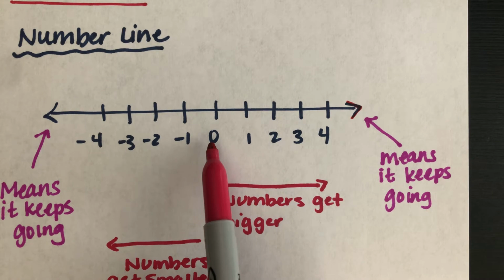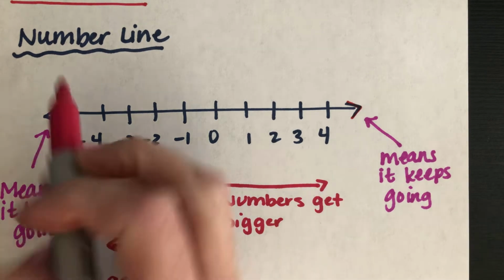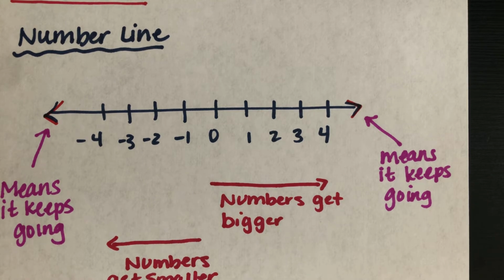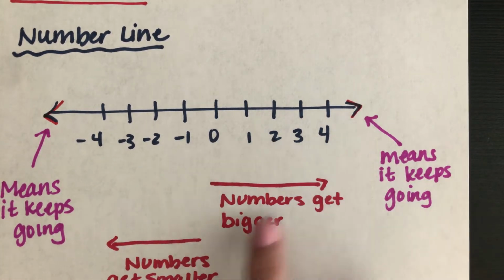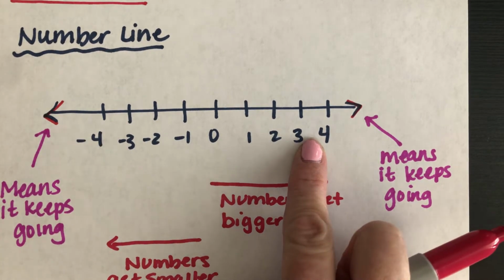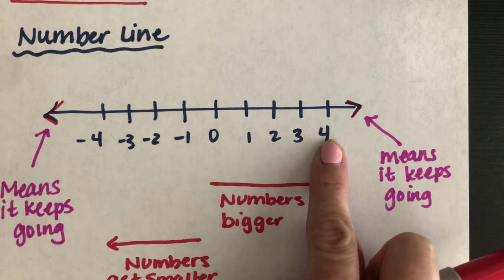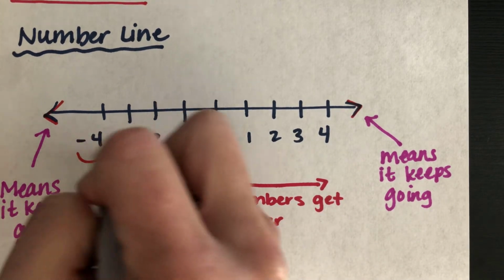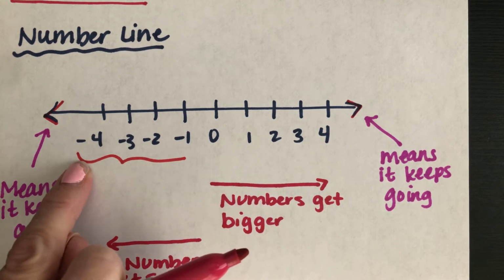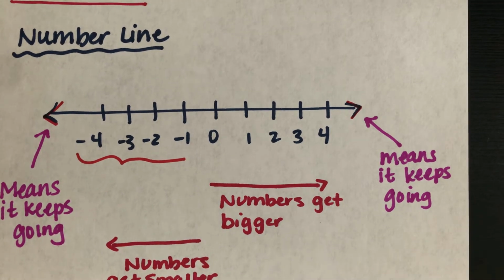And then off to the left, 0, -1, -2, -3, -4. And again, the arrow shows that this will continue on forever and ever. When you're going to the right, the numbers get bigger, and when you go to the left, the numbers get smaller. So 4 is bigger than 1 because 1 is to the left, so it's smaller, and 4 is to the right, so it is bigger. In the same respects, even though these are negative numbers, -1 is actually bigger than -4 because -1 is to the right of -4 and -4 is to the left.